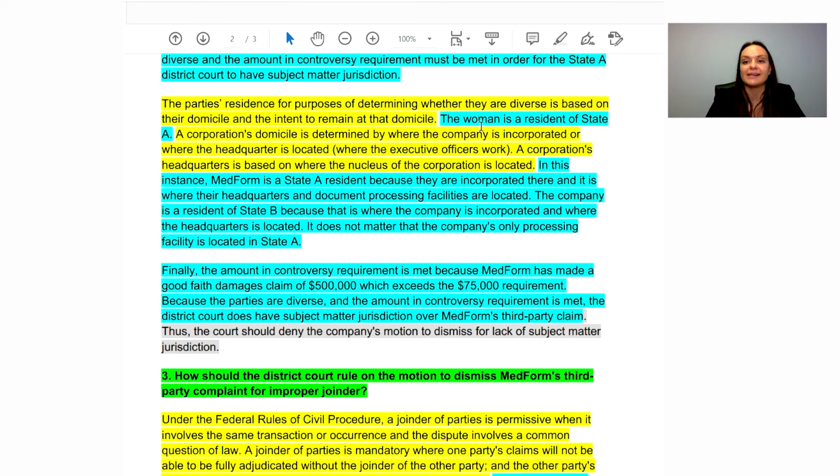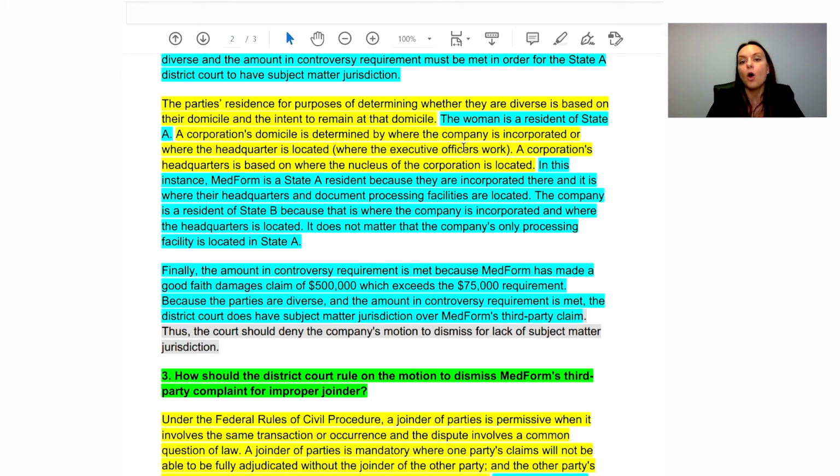The student then analyzes the woman, which again is not entirely relevant, but then the student pivots to discuss a corporation's domicile, which is relevant because that is who we are assessing, Medform and the company. The student explains that a corporation's domicile is determined where the company is incorporated, or where the headquarters is located. A corporation's headquarters is based on where their nucleus of the corporation is located.